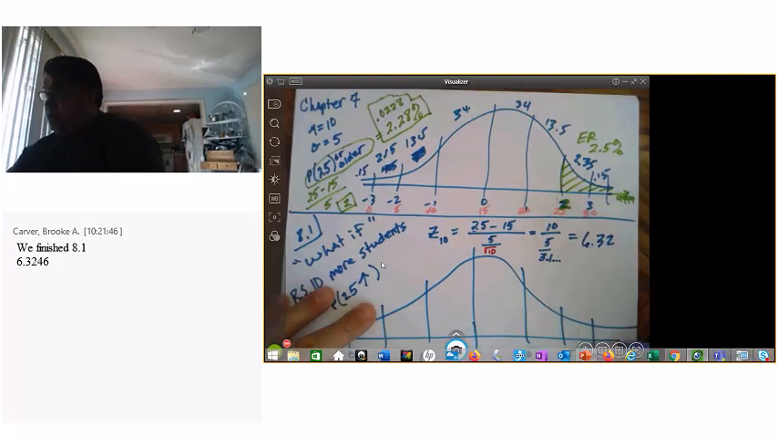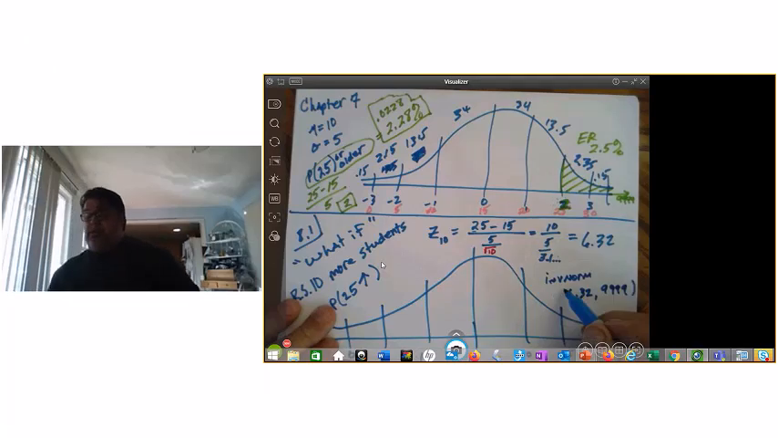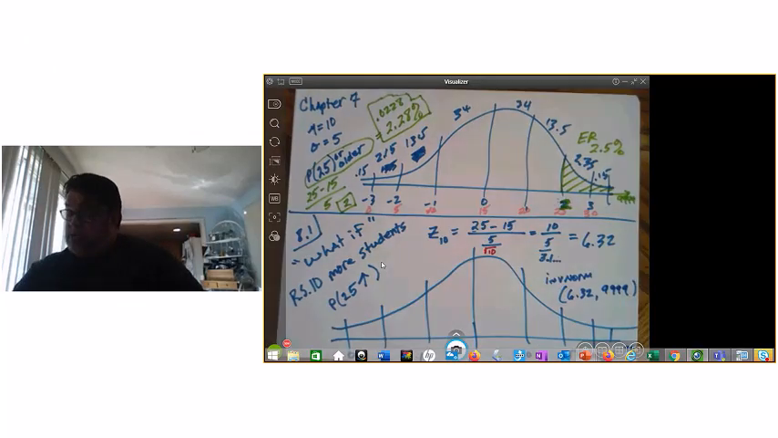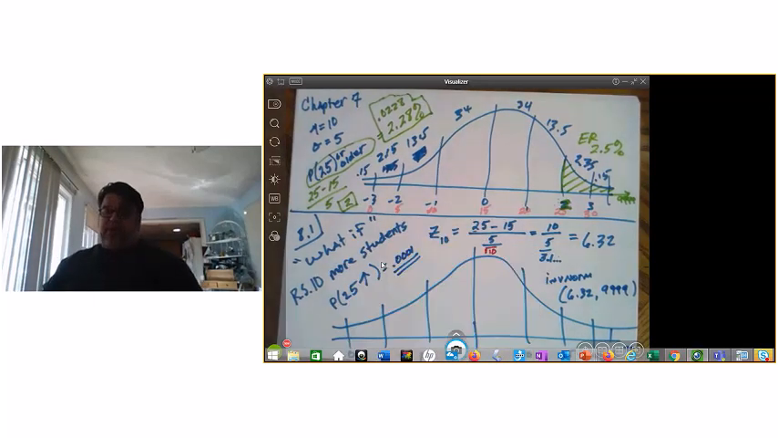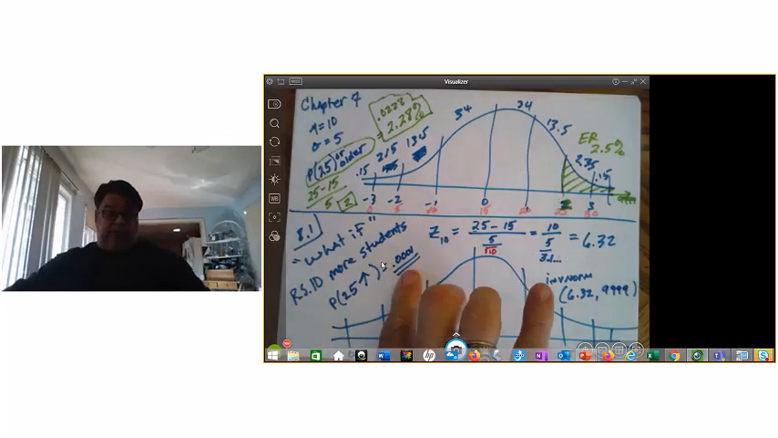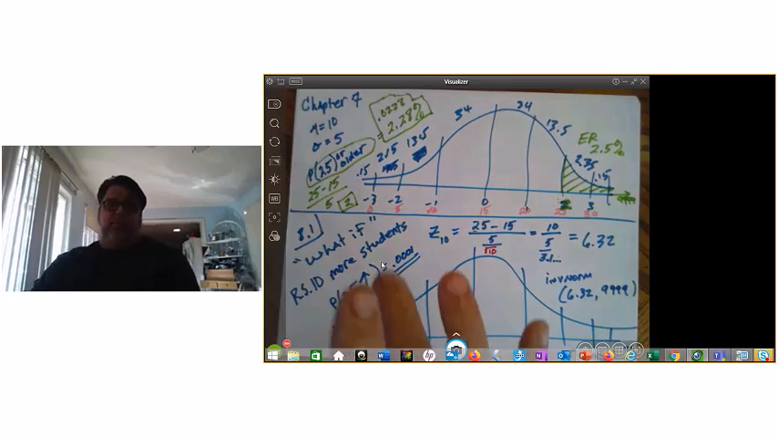So that's way up here. 6.32 to 9999. So now do inverse norm from 6.32 to 9999. That's going to be like 0.0001. So that's going to be equal to 0.0001. Anything above 3 should come out to be some variation of 0, pretty much. That's the difference between 7 and 8.1.